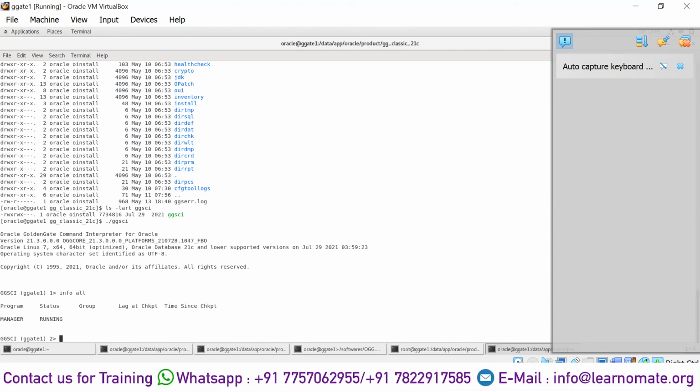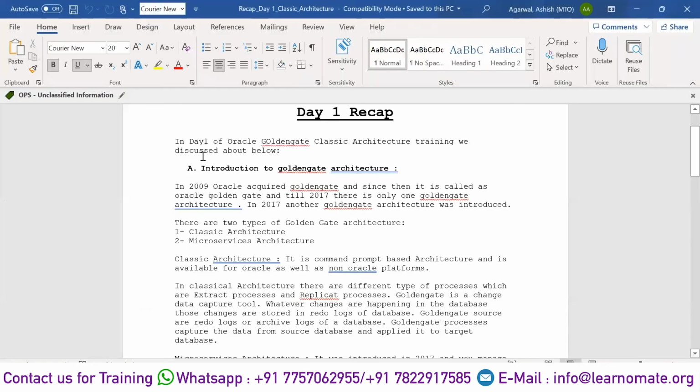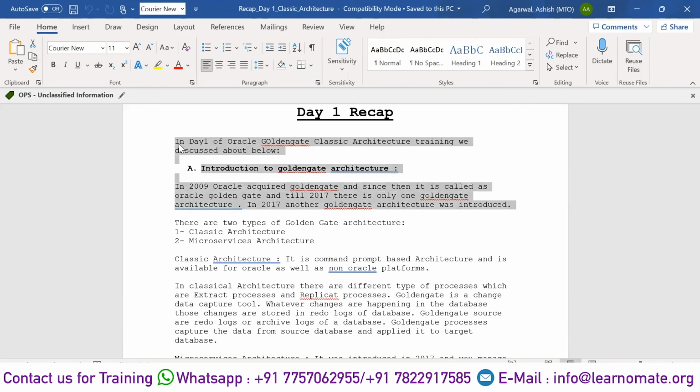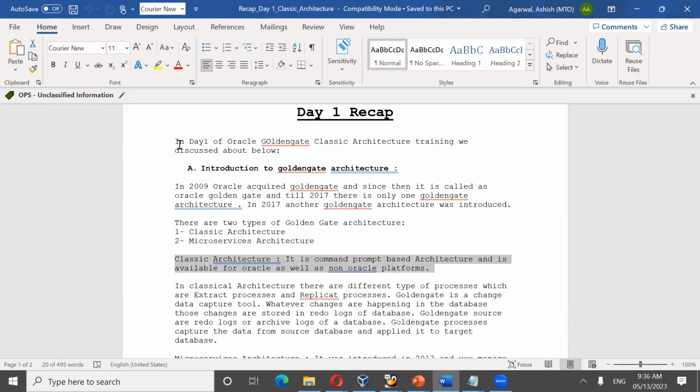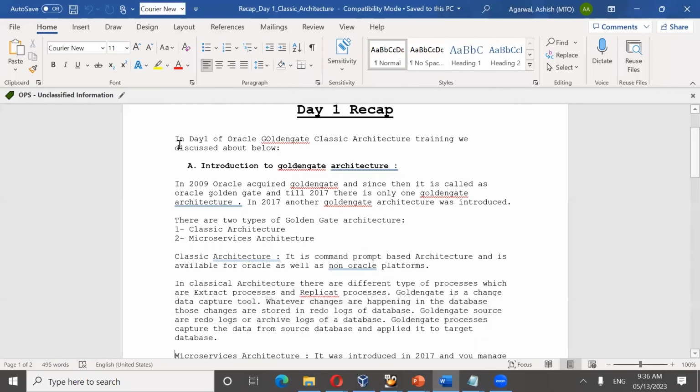Okay. In today's session, if I have to quickly recap, we discussed the introduction to GoldenGate architecture. GoldenGate was acquired by Oracle in 2009, and since then it is known as Oracle GoldenGate. There are two types of architecture: classic and microservices. Classic is command prompt based architecture. In classic architecture, there are different types of processes, which are extract and replicate. GoldenGate is a change data capture tool. Whatever changes are happening in the database are stored in redo logs. GoldenGate reads the redo logs or archive logs of the database.